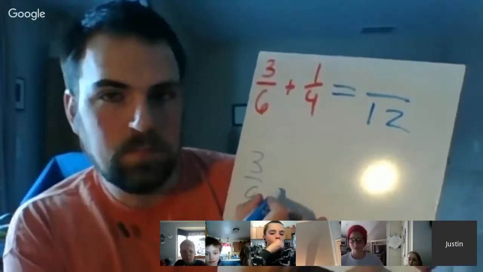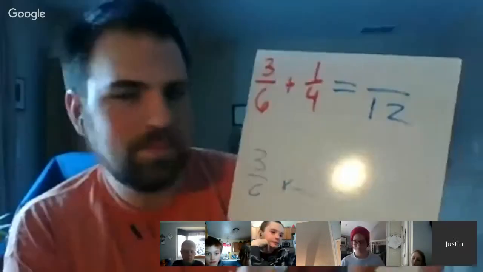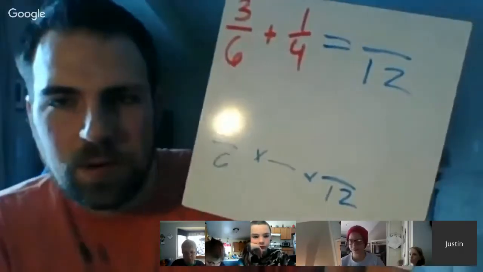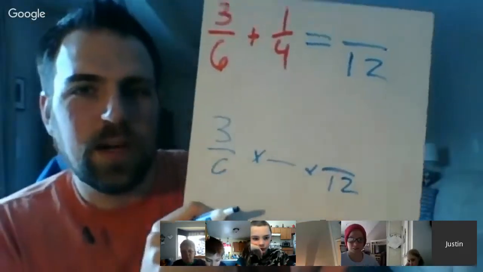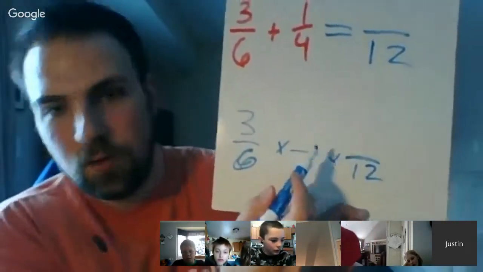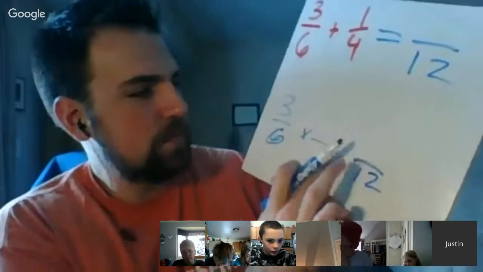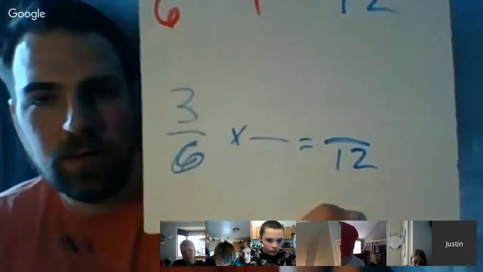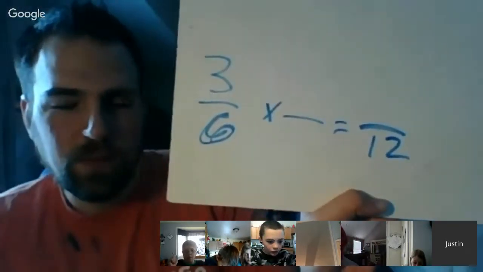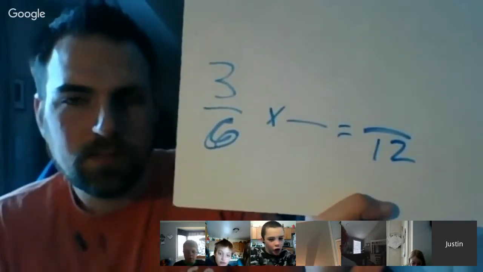You do 3/6 times blank equals blank 12ths. Good. So everybody, I want you to stay on mute, but I want you to say that as you're writing it down. I want you to say 3/6 times something, or blank, equals something over 12. And I want it written down like that. So your 6 should look a lot nicer than mine does.